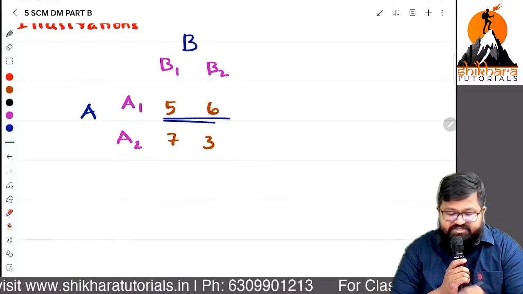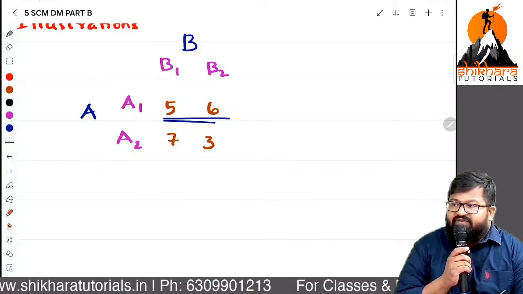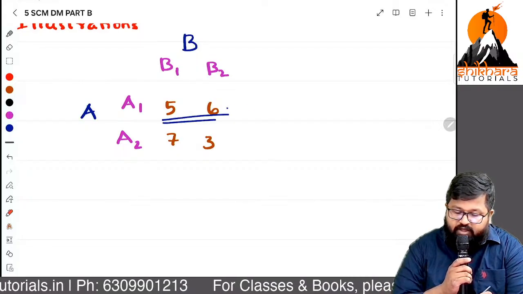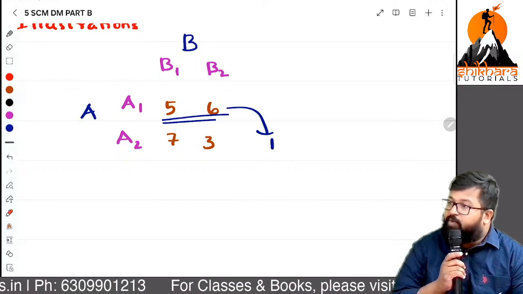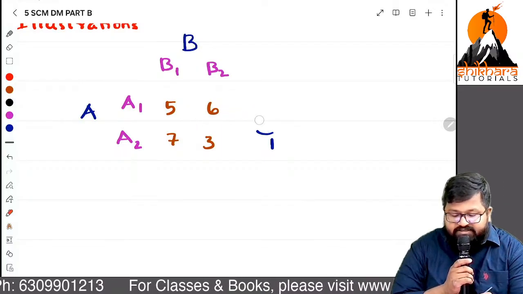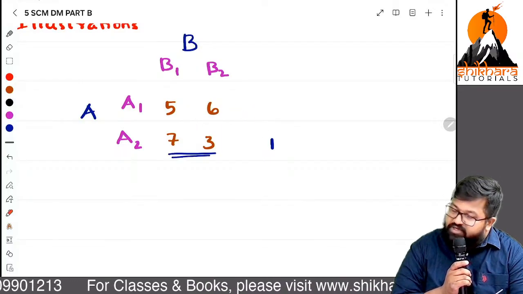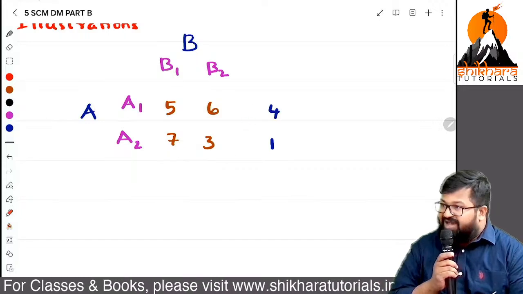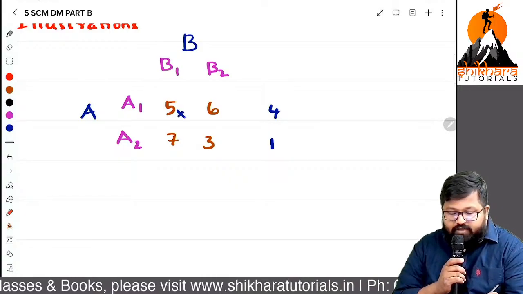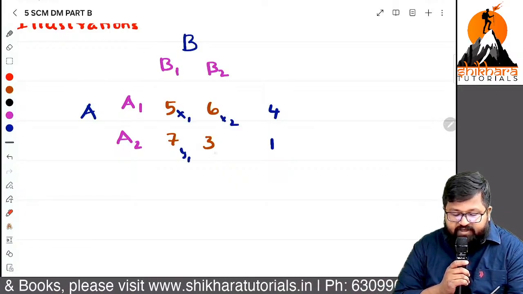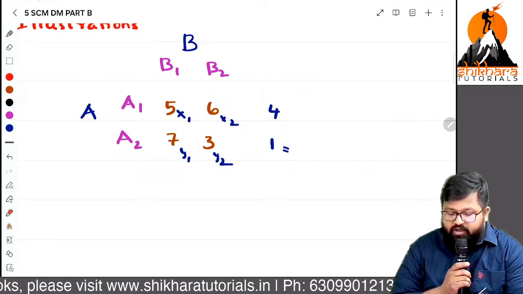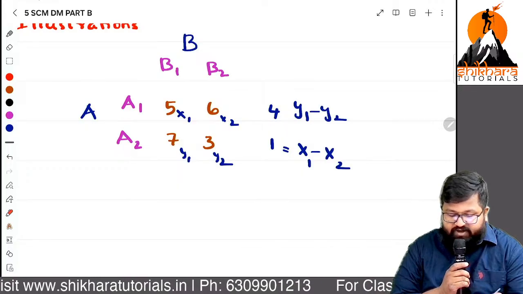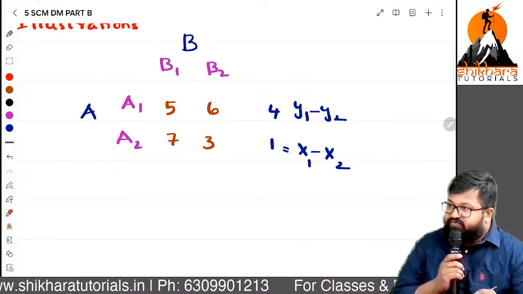What is the first step there? The difference between the rows should be written in the other row. For the first row, whatever difference I am mentioning here, what is the value? 1. And the second row difference? 4 is written here. What is that? If you take the values, for example x1 and x2, y1 and y2, what is this value? x1 minus x2, and y1 minus y2. Am I clear with those values?